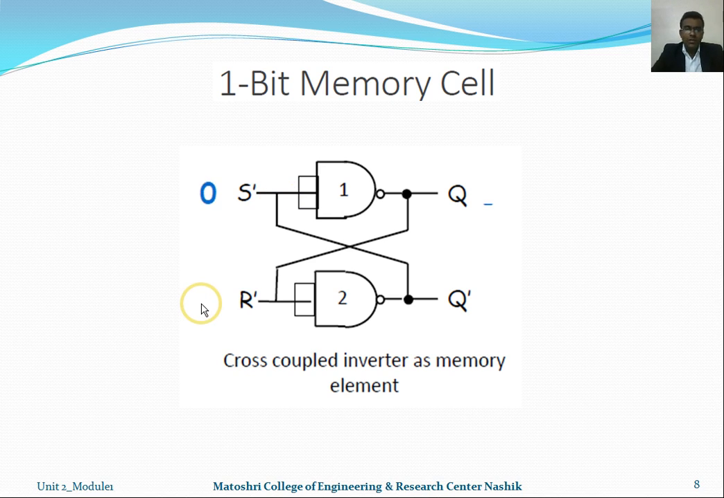Let's assume the input S is 0. So both inputs of the NAND gate become 0, and hence it generates Q as a 1. Now it's cross coupled, so Q is connected to the input of the second NAND gate. So the second NAND gate input becomes 1, and for both inputs 1, the second NAND gate generates the Q complement output as a 0.